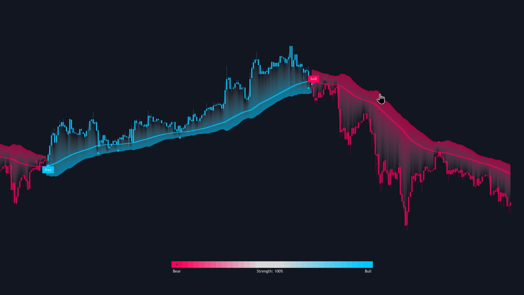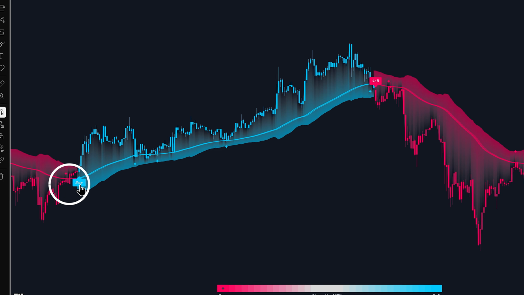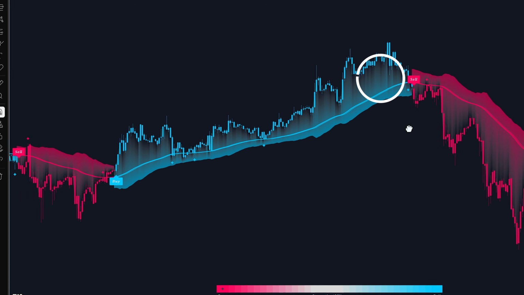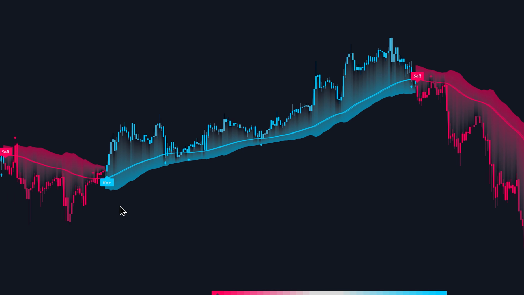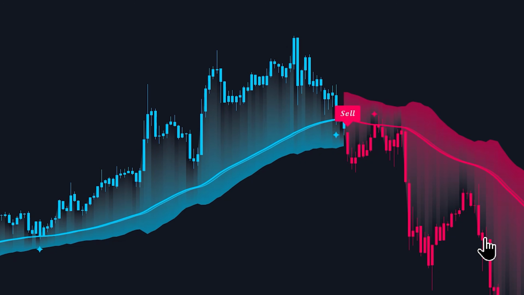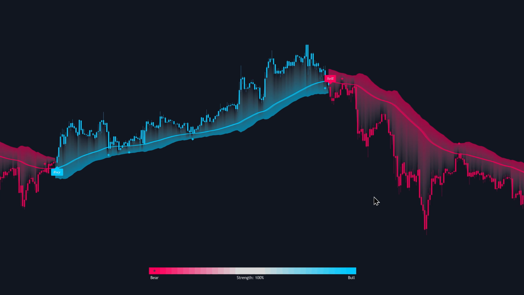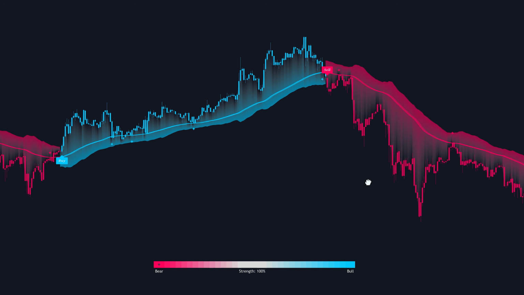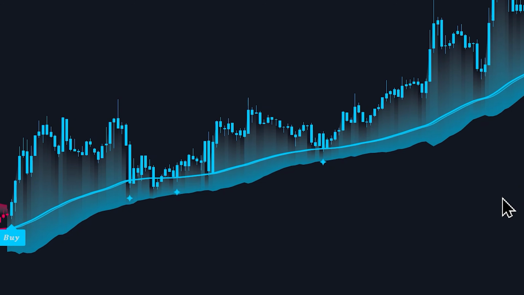Then you have the buy and sell labels. These appear when price crosses the adaptive bands and the regime flips. A buy label marks a bullish transition, a sell label marks a bearish transition. These are not random signals. They're meant to show you the moment the system believes the market switched from one regime to the other based on flow-confirmed movement.